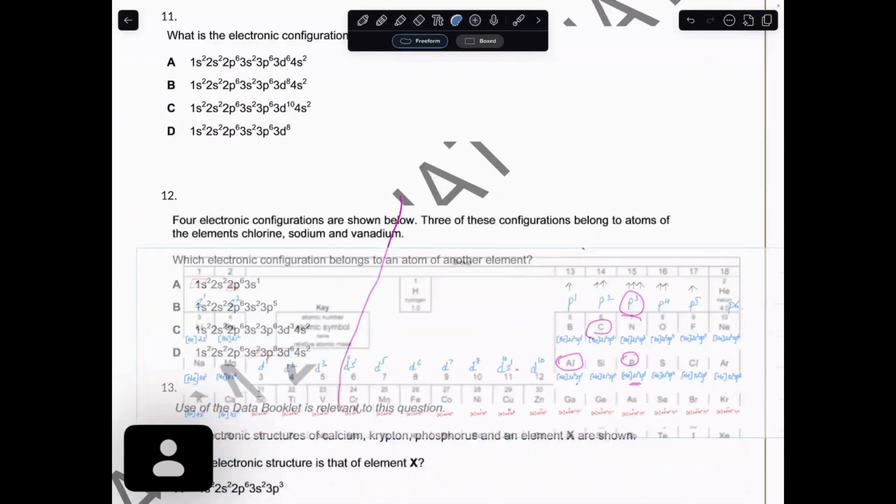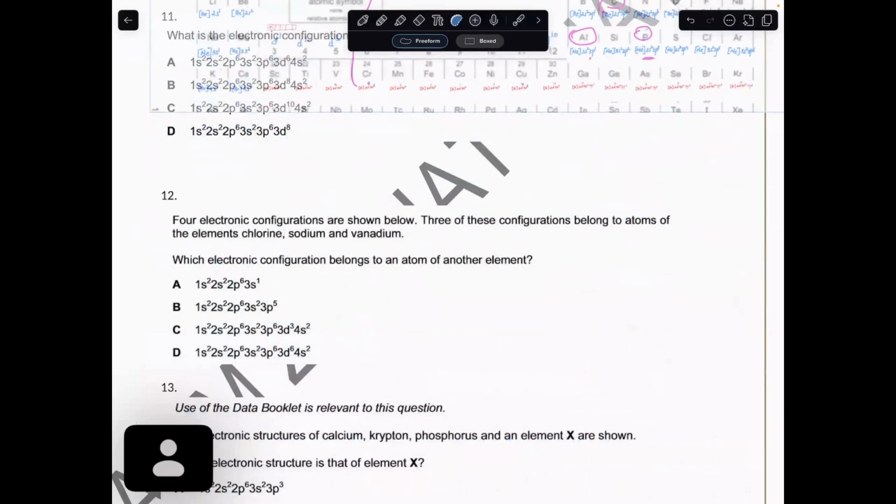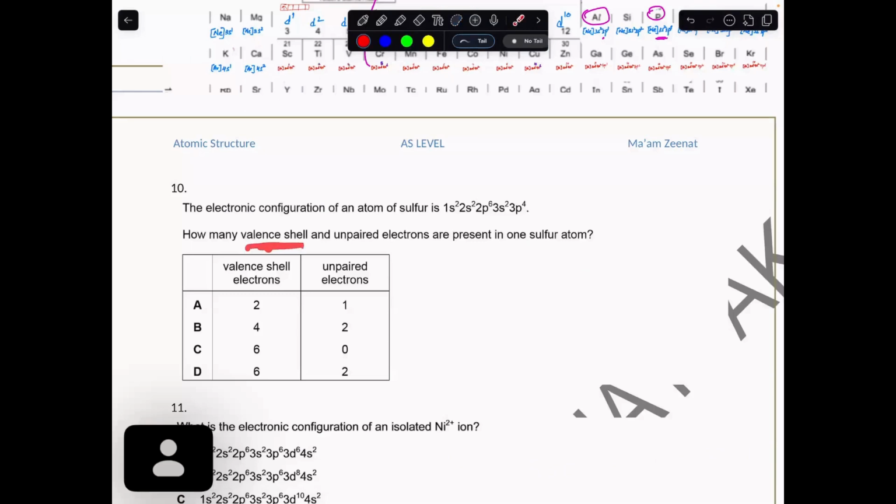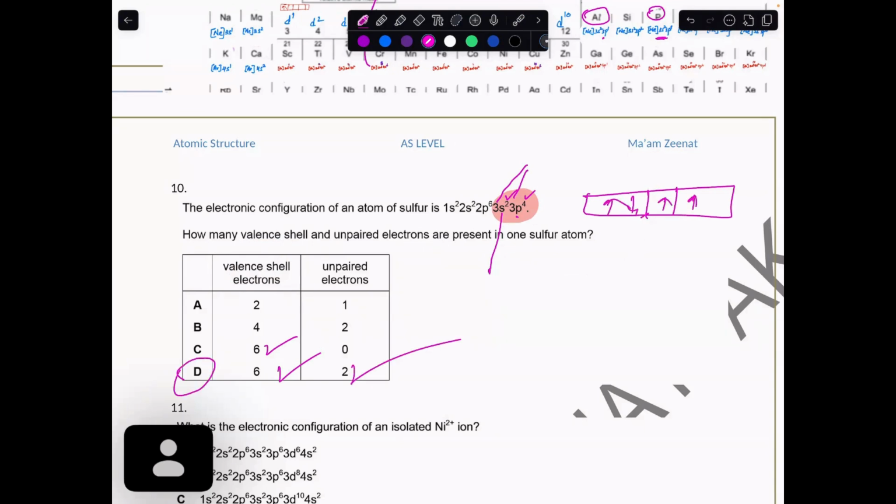Look at this. How many valence electrons and unpaired electrons are present in one sulfur? The valence electrons are in the valence shell, so you have to look at the whole shell, the third shell: 4, 5, 6. Unpaired electrons: these are paired in 3p4. In p4, 1, 2, 3, 4, 2 are unpaired.